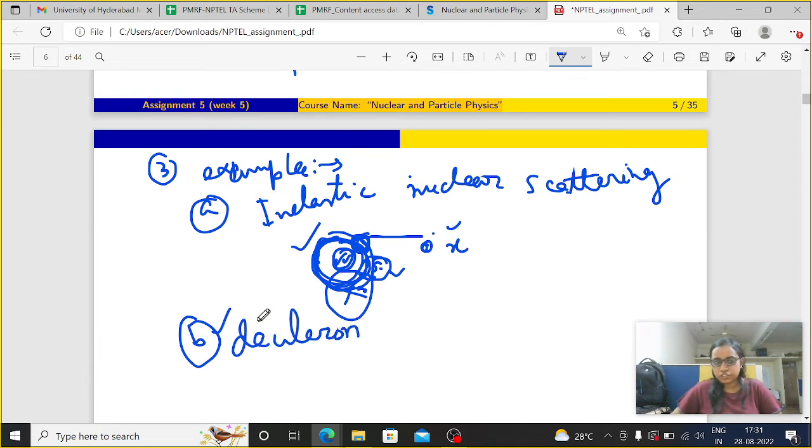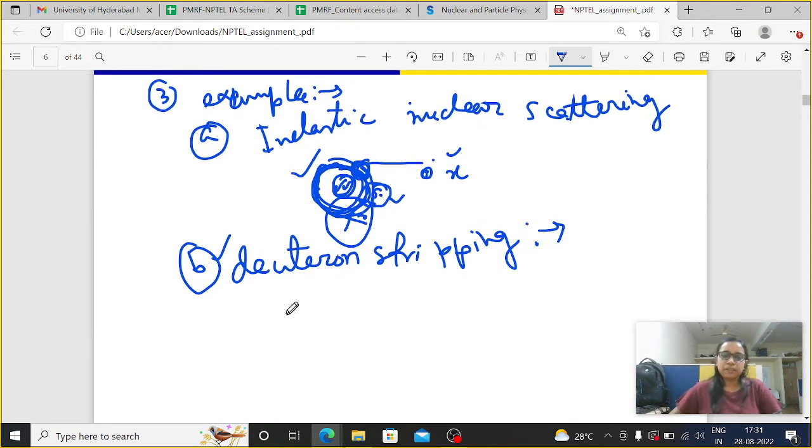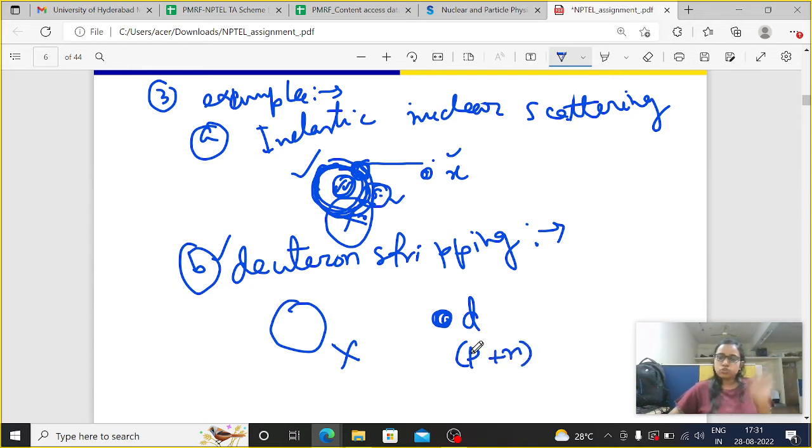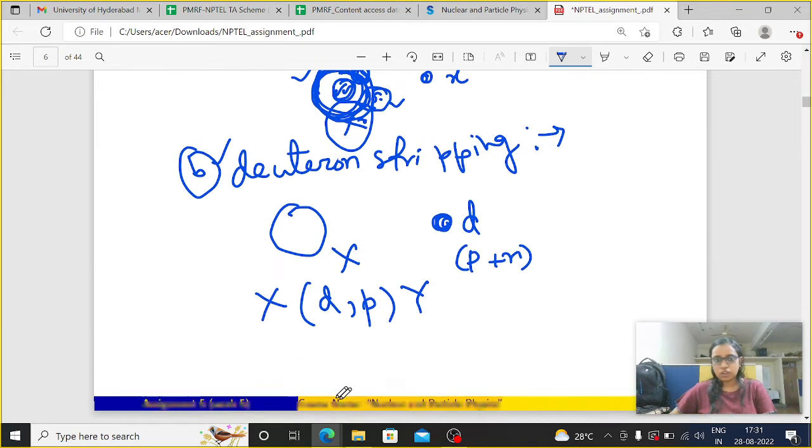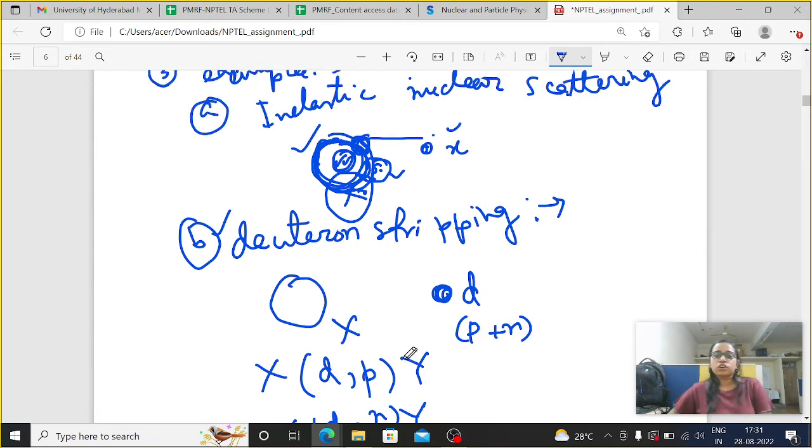Deuteron stripping. So what is deuteron stripping? Deuteron stripping means, let's say there is a target nucleus and there is a projectile. I am taking the projectile as deuteron. You all know that the deuteron nucleus is made of one proton and one neutron. So deuteron stripping is written like that, or it may be written like that.